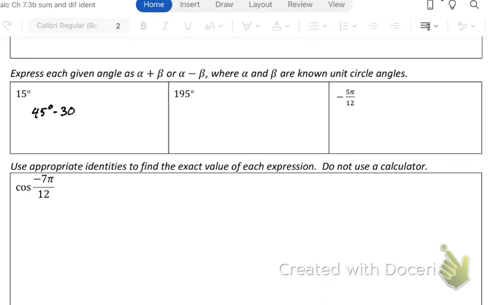Would anything else work? 60 minus 45 would also work. So all those equal 15. Okay, 195. Is there a way to get to 195, and I know both of those angles are on my unit circle? 150 plus 45.